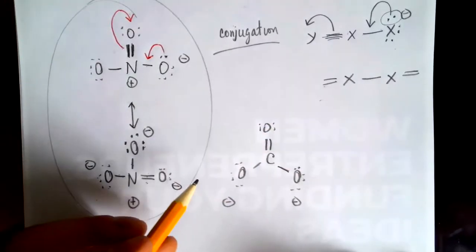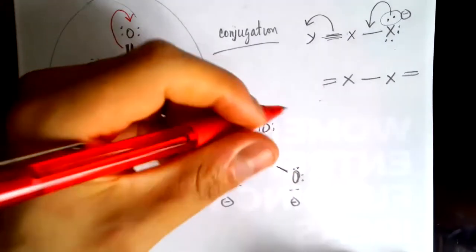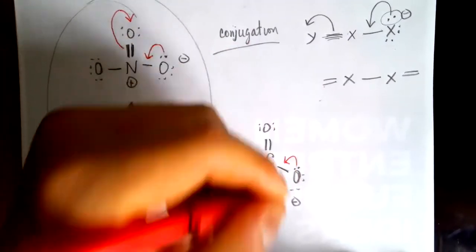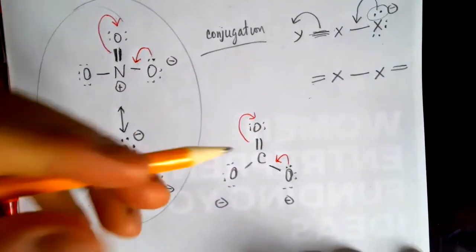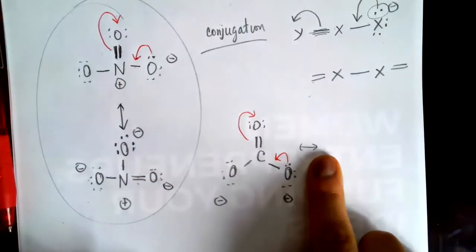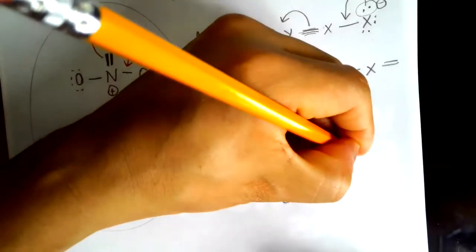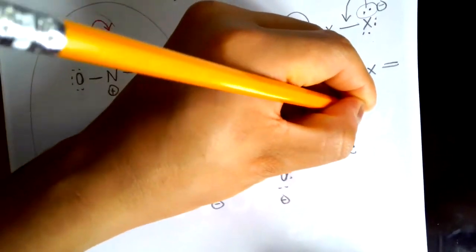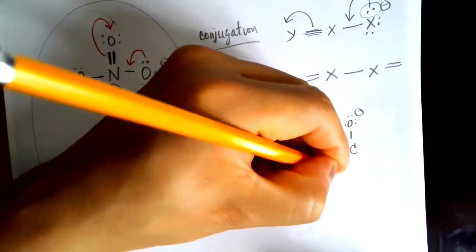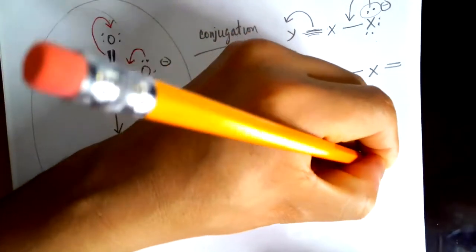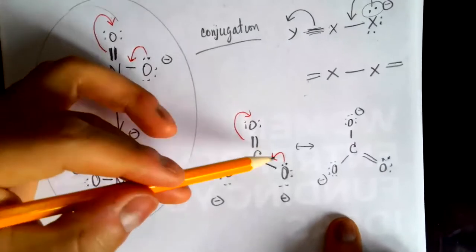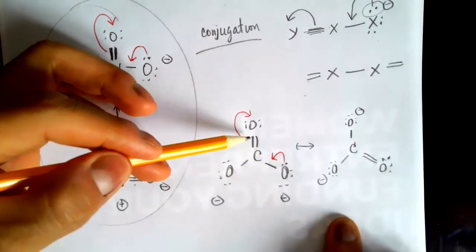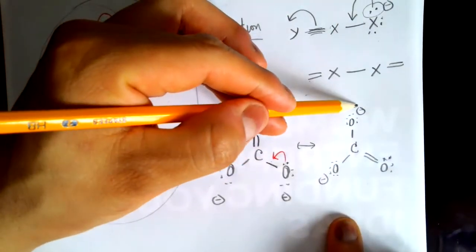You see here the conjugation. So what I'm going to do is, okay, so lone pair goes down and carbon pushes the electrons to the oxygen. This arrow is for resonance. Okay, so you move the electrons here, here, and then oxygen gets negatively charged.